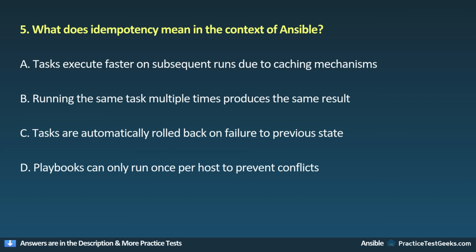5. What does idempotency mean in the context of Ansible? A. Tasks execute faster on subsequent runs due to caching mechanisms. B. Running the same task multiple times produces the same result. C. Tasks are automatically rolled back on failure to previous state. D. Playbooks can only run once per host to prevent conflicts.